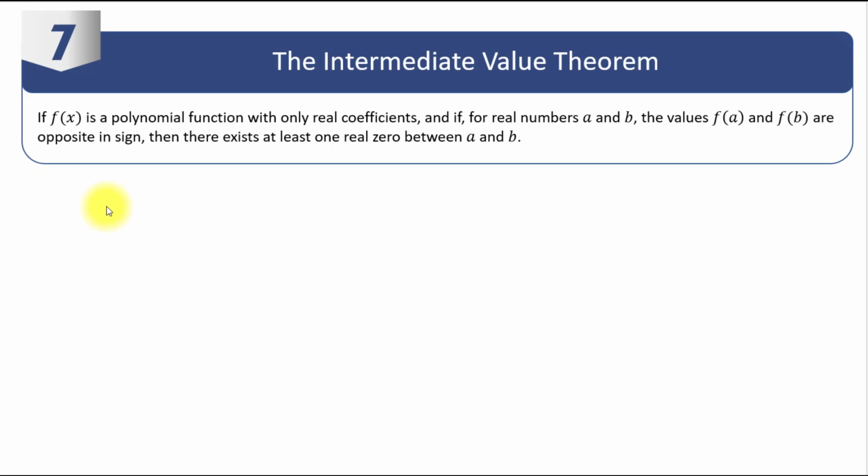It says that if f of x is a polynomial function with only real coefficients, and if for real numbers a and b, the values f of a and f of b are opposite in sign, then there exists at least one real zero between a and b. Let me illustrate what it says here, and most likely you will realize that it's a pretty simple idea.